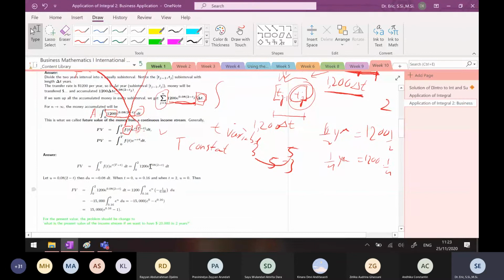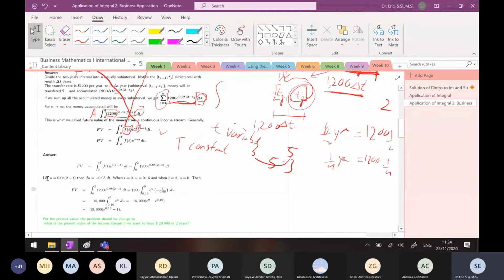I cannot do this directly, so I have to use the substitution method. If I want to use the substitution method, I use u equals this one. I want to make this e to the power of the square. What is the square? The square is 0.08 times 2 minus t. So u should be 0.08 times 2 minus t.